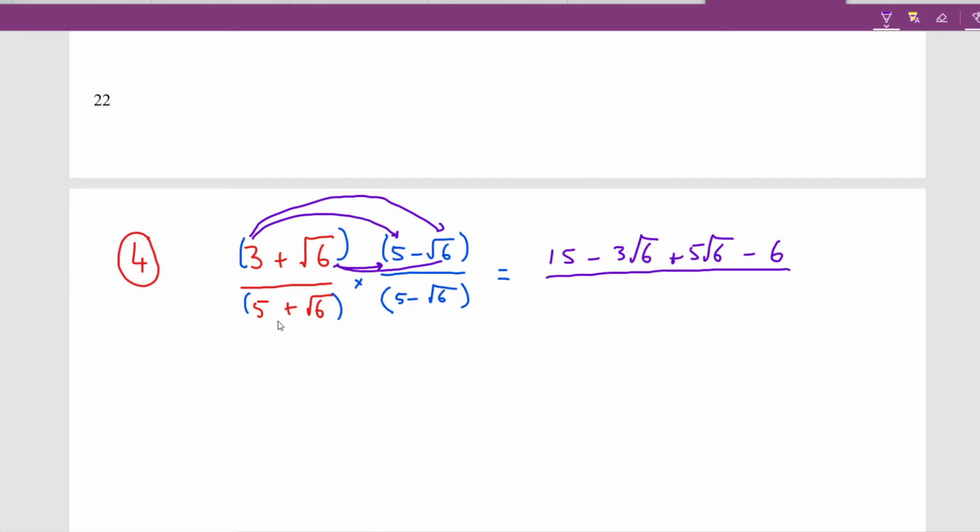Now again, this is just difference of two squares, so 5 times 5 is going to give me 25. As we said earlier on, root 6 times root 6 is just 6. That's a negative, that's a positive, so that's going to be negative, difference of two squares. But this time, you can collect numbers at the top. So you got 15, you can simplify this. 15, take away 6, is 9. And minus 3 root 6 plus 5 root 6 ends up with positive 2 root 6. Over 25, take away 6 is 19. And that is going to be your final answer simplified.